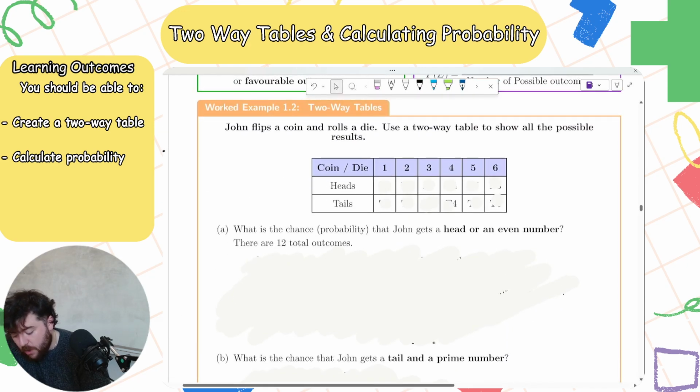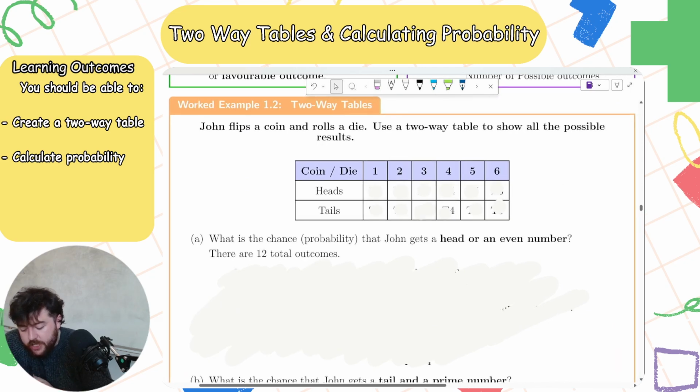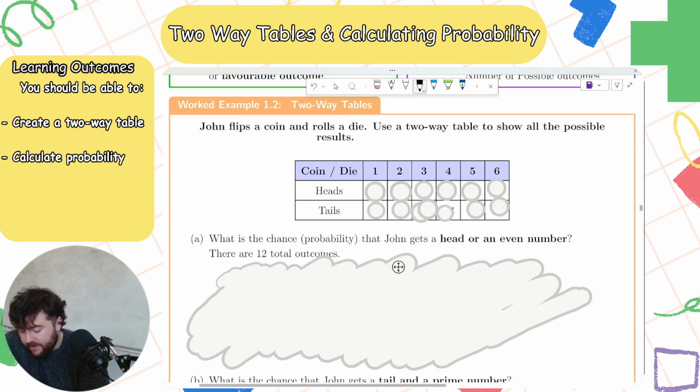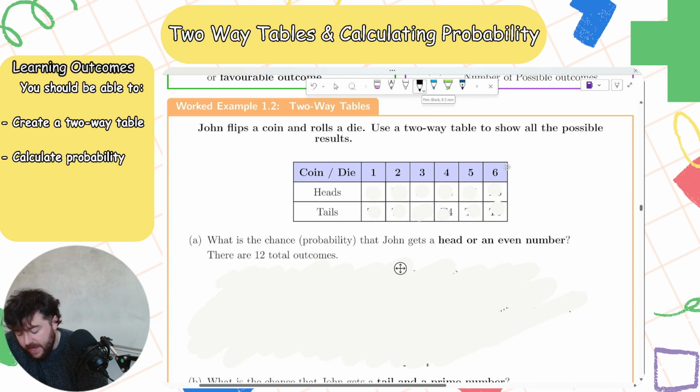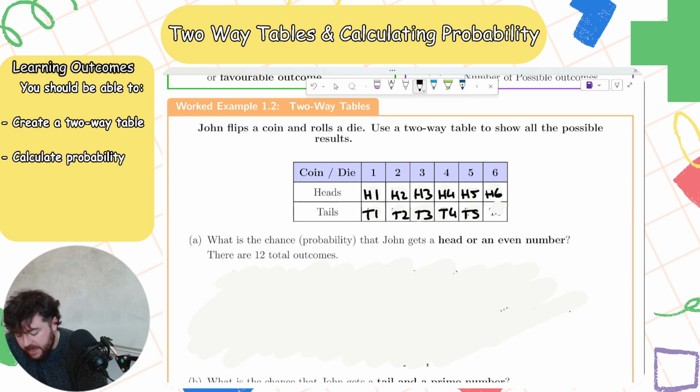John flips a coin and rolls a dice. Use a two-way table to show all the possible results. Down here we have the outcomes from a coin toss, and across here we have the outcomes from a dice toss. So he could get heads and a 1, heads and a 2, heads and a 3, heads and a 4, heads and a 5, and heads and a 6. Or he could also get tails and a 1, tails and a 2, tails and a 3, tails and a 4, tails and a 5, and tails and a 6.